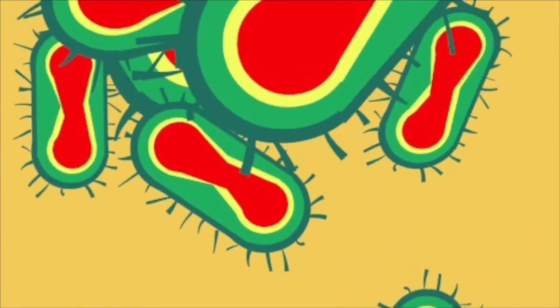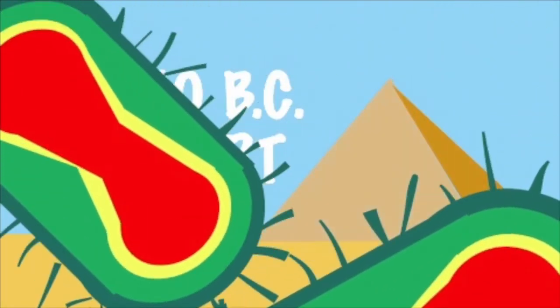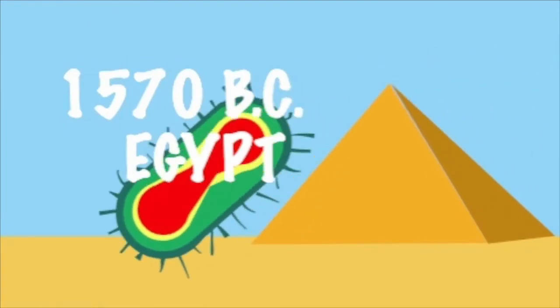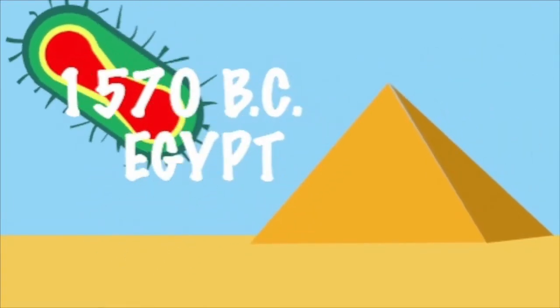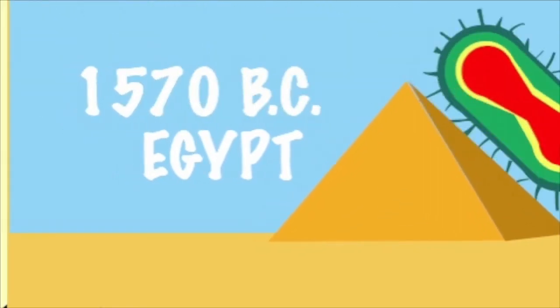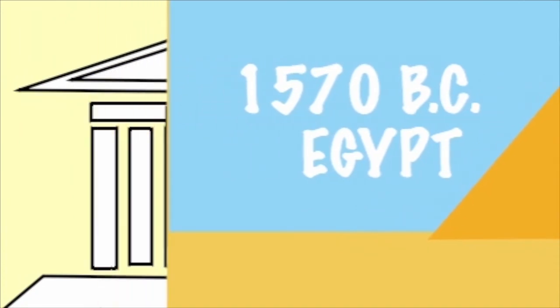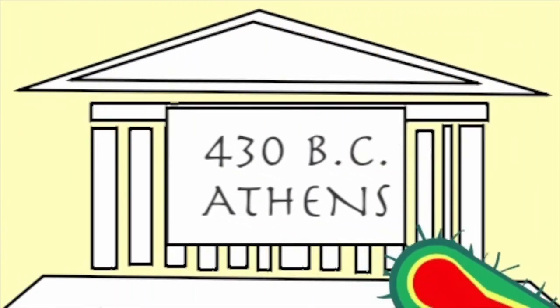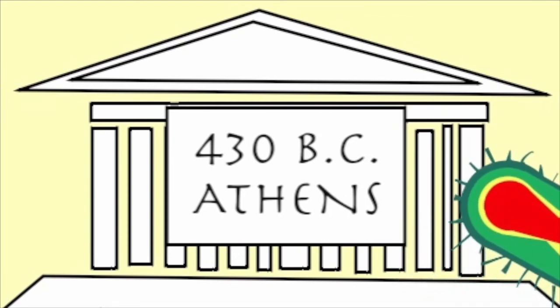Smallpox has been around for centuries, dating back to 1570 BC in Egypt, where mummies containing the familiar-looking skin lesions have been found. In 430 BC, there was the devastating plague of Athens, during which historians attribute millions of casualties to the smallpox virus. Later on, the disease spread throughout Europe, Africa as well as Asia, wreaking havoc wherever it went.